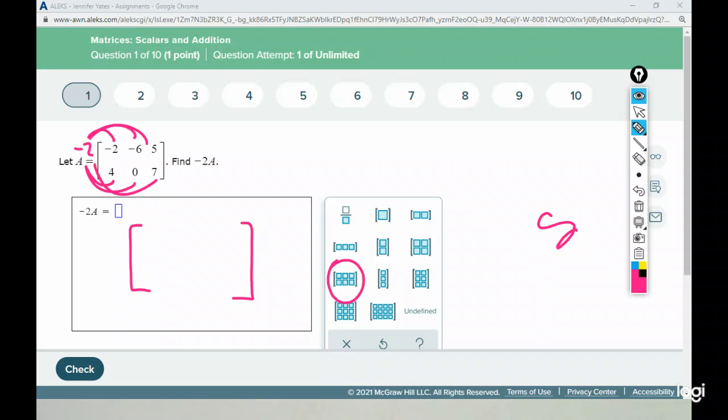What's -2 times -2? 4. What's -2 times -6? 12. What's -2 times 5? -10. -2 times 4. There you go. -2 times 0. Anything times 0 is? Yeah. -2 times 7. 14. All right.